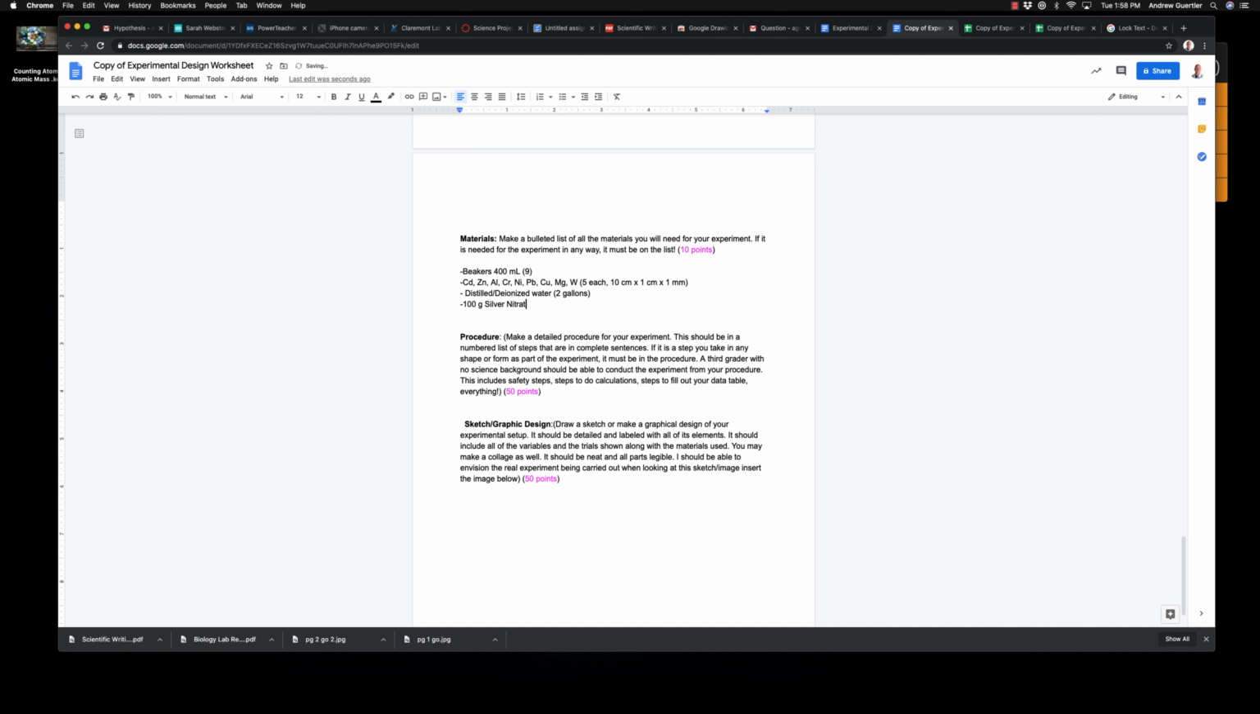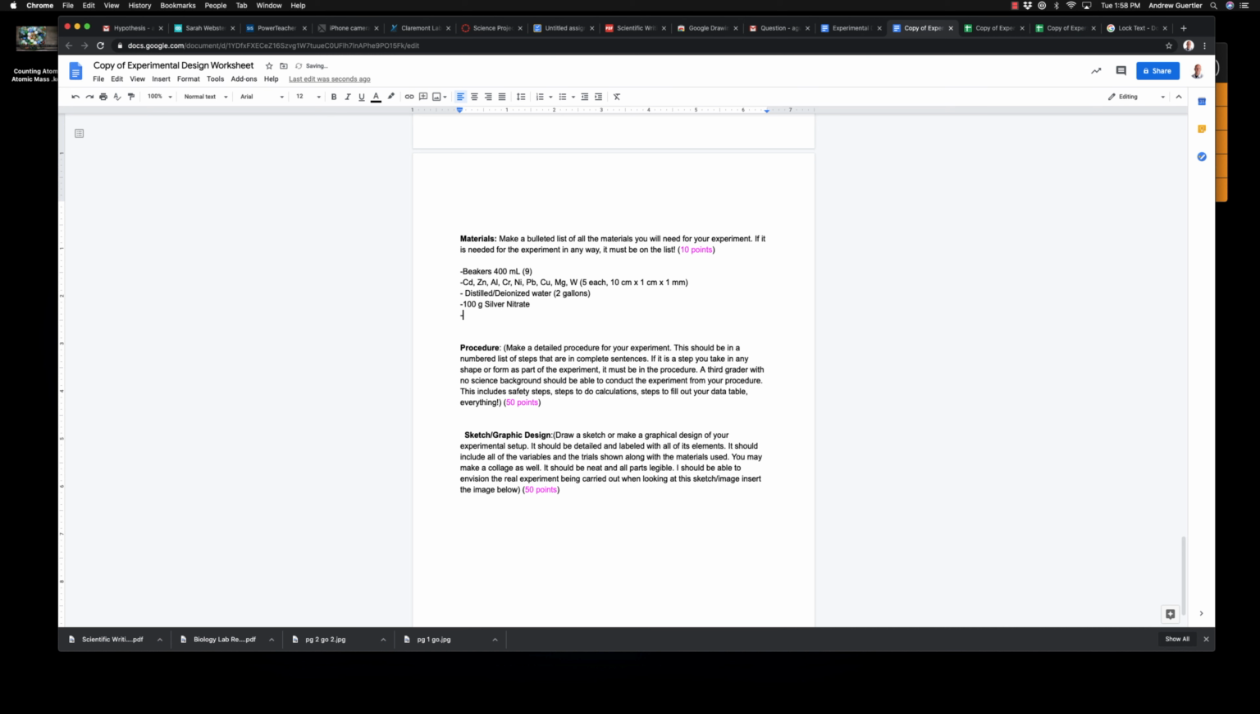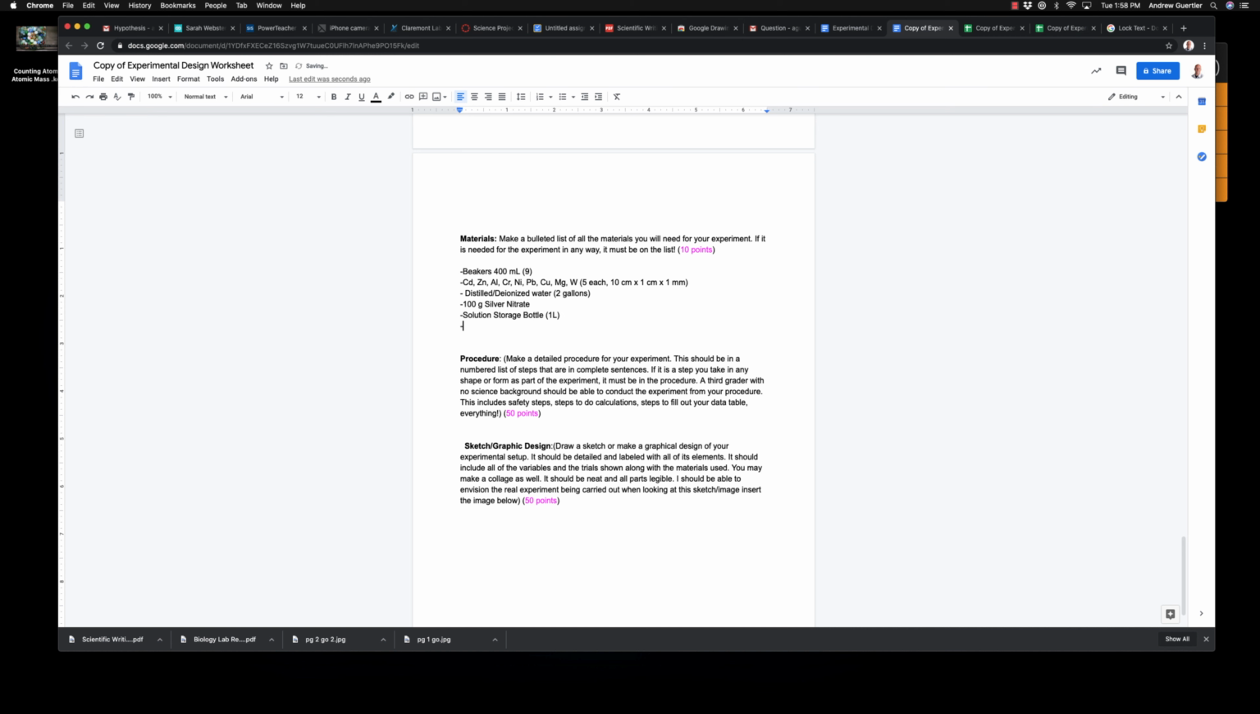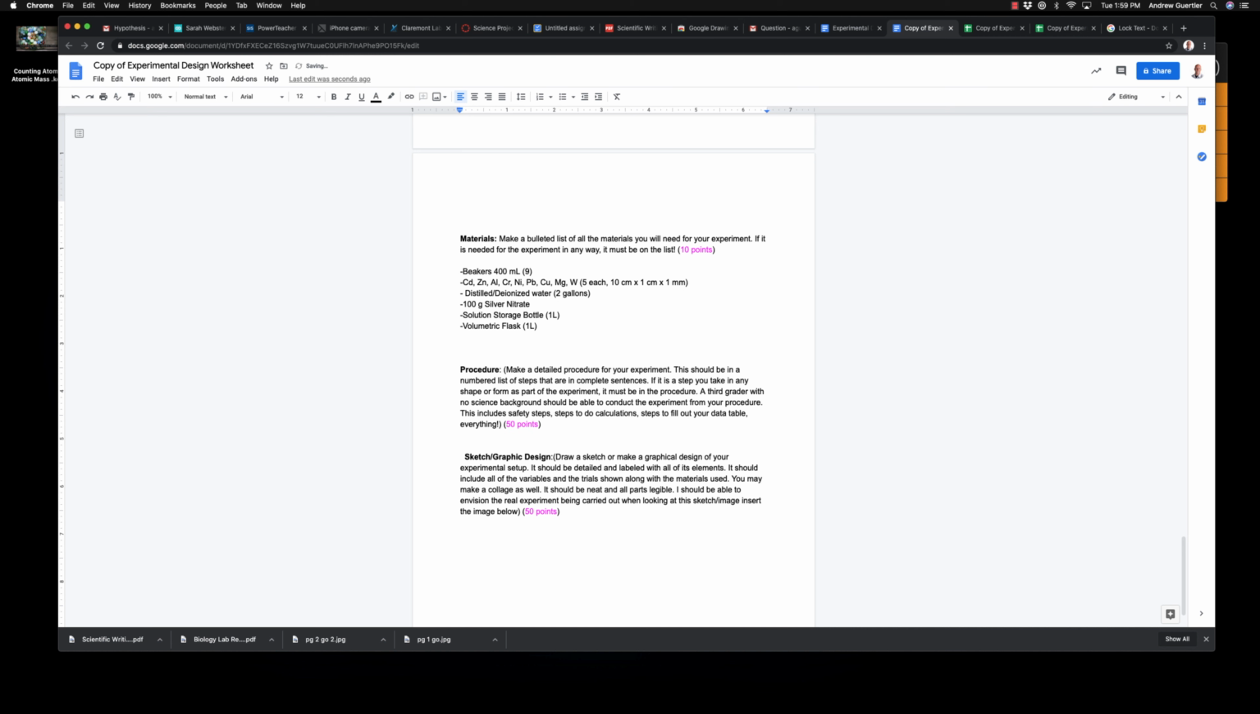Silver nitrate. I'll need something to mix that in, a jar to store it in. So I'll need what we call solution bottles, really a storage bottle. I'll need a 1 liter storage bottle. There's a special flask designed to make these solutions called a volumetric flask. I'll need 1 of those. See, I'm being very detailed about what I need.